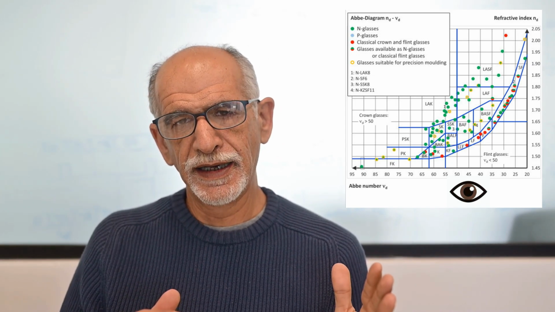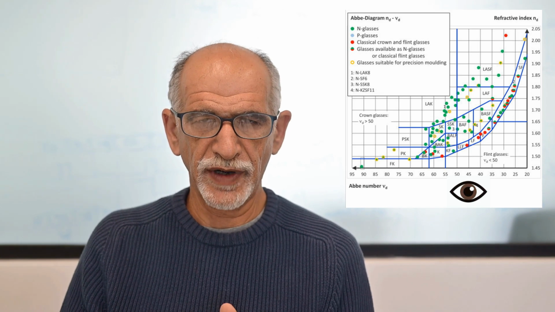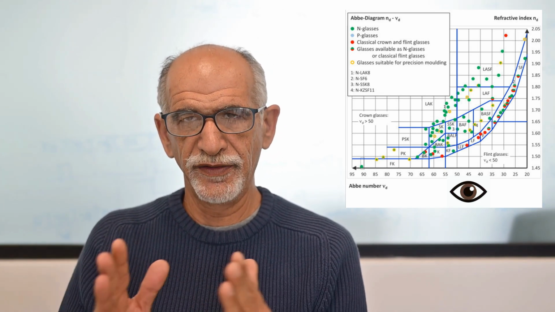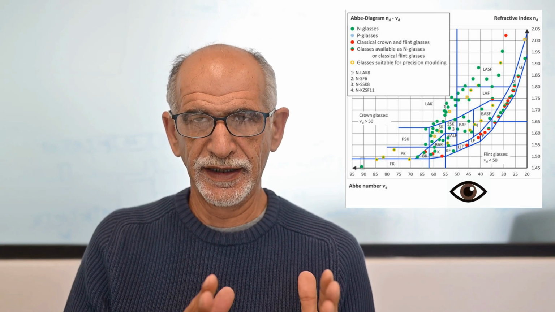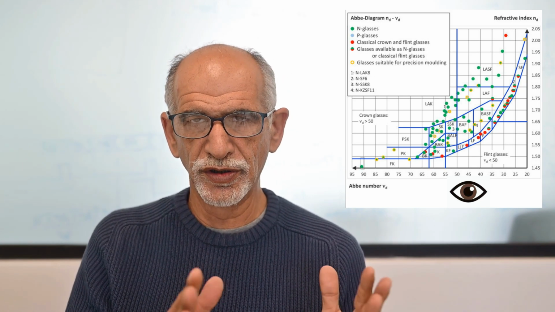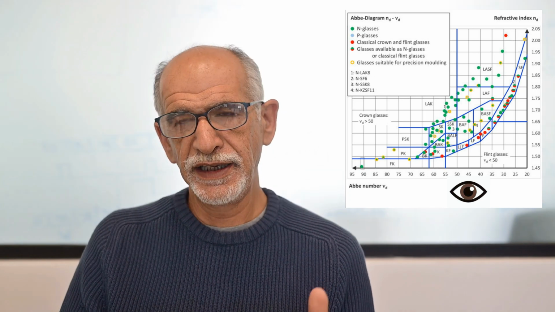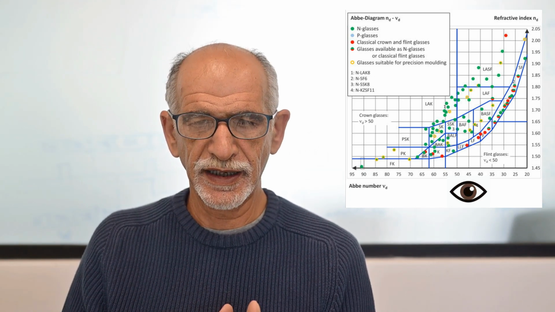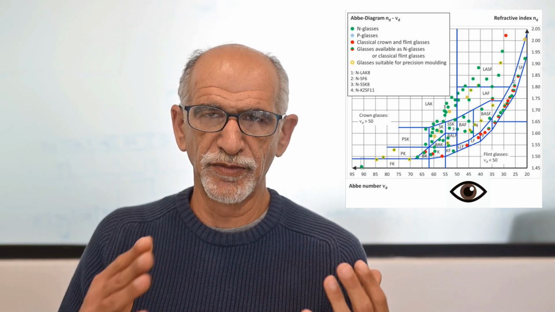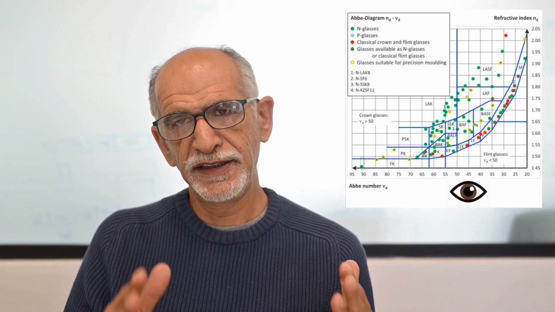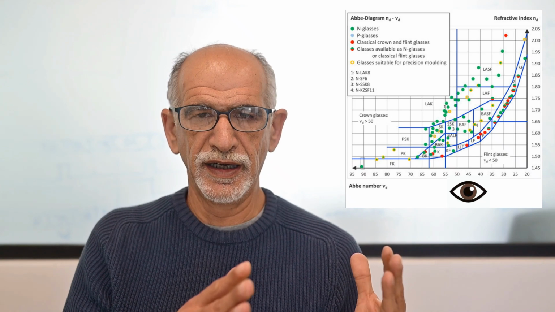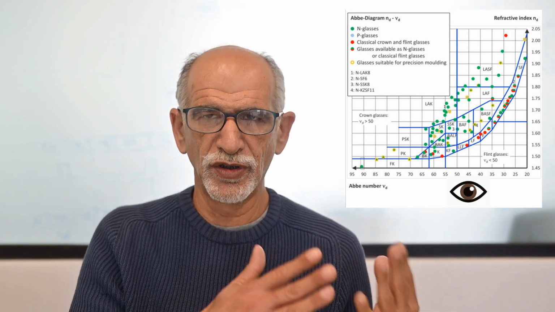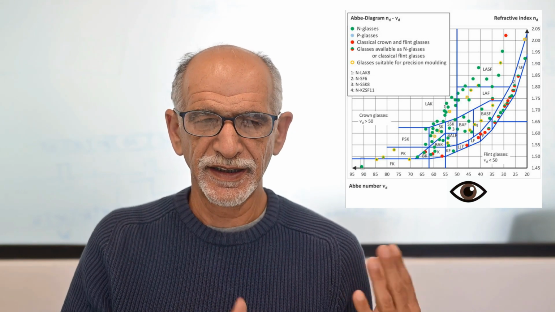Typical glass types have Abbe numbers between around 35 and 65 or 70. ED glass or low dispersion glass has a typical Abbe number of 80 to close to 100, about 95 or 98.